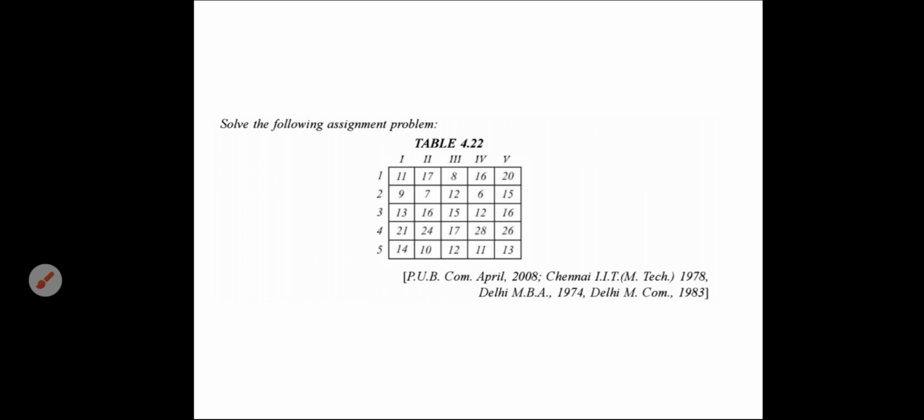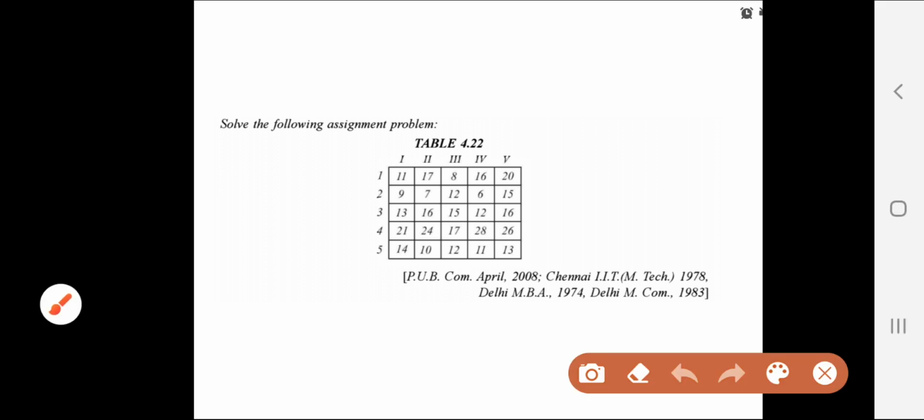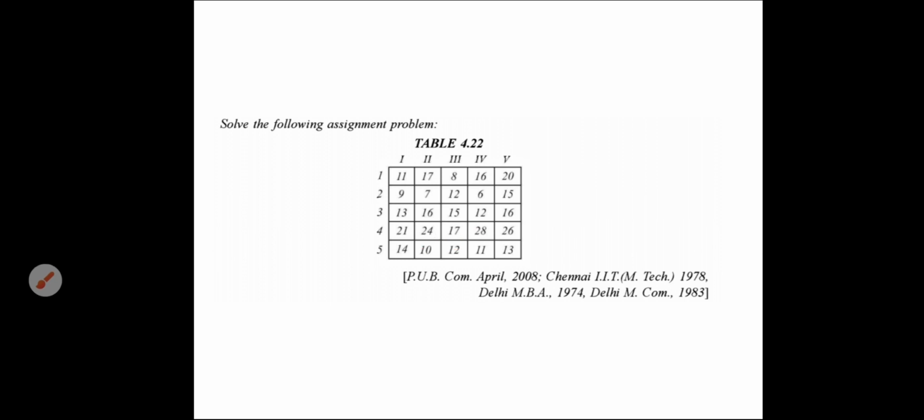Similarly for each row, find out the minimum element. In the third row, 12 is the minimum element. In the fourth row, 21, 24, 17, 28, 26, 17 is the minimum. And in the last row 10 is the minimum. Now you subtract the minimum element of the corresponding row from all other elements in that same row. It is the row minima.